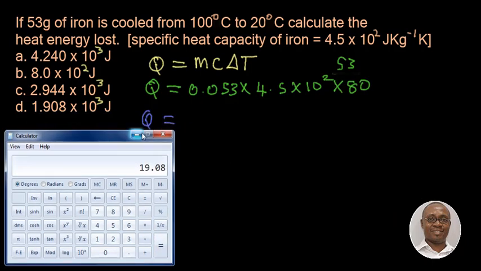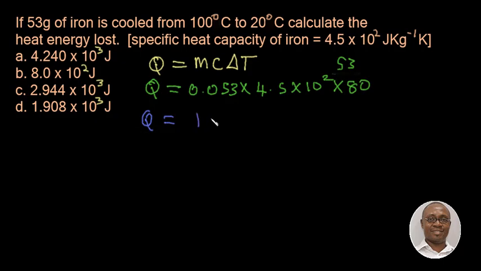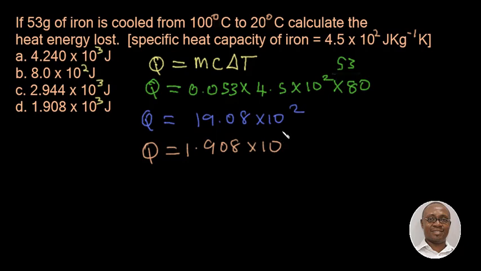So finally we have 19.08 times 10 raised to power 2. Okay, so if we were to leave this in index form, we have Q equals the decimal point we move to the left, so that is going to add to the exponential of 10. So we have 10 raised to power 3 joules. Okay, good. So this is our final answer. So the answer option D is the right answer.